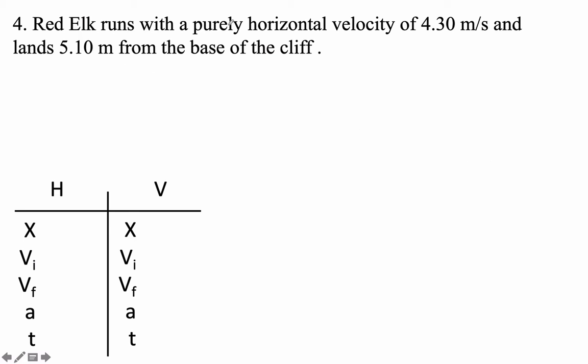Okay, Red Elk runs with a purely horizontal velocity of 4.3 meters per second and lands 5.1 meters from the base of the cliff. So let's draw a picture of this. He's going this way at 4.3 meters per second, and he lands here, 5.10 meters. Not enough information is given to solve this problem.